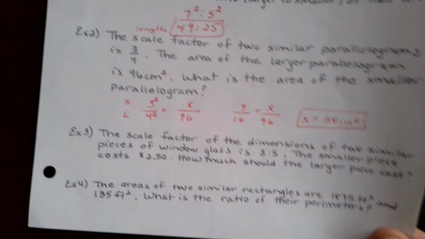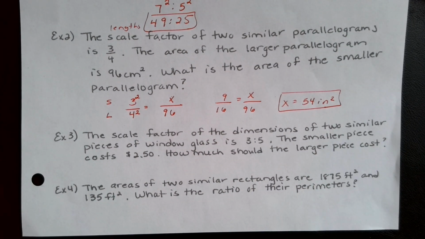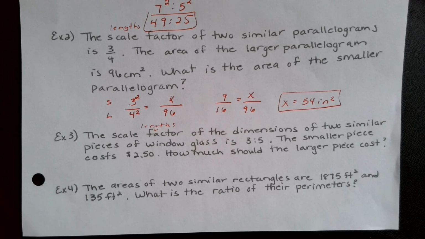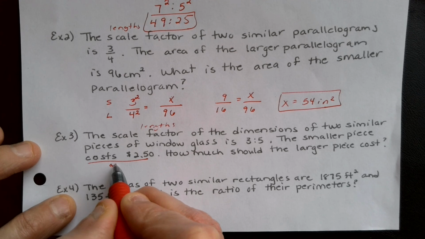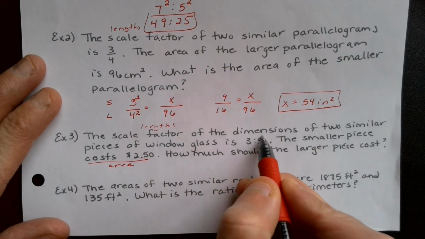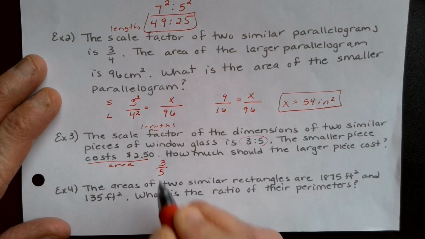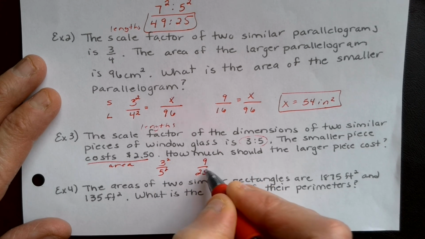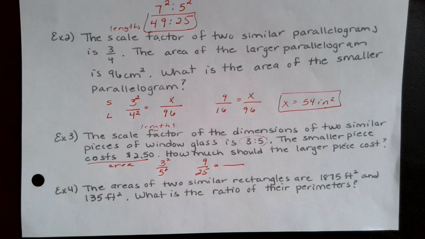All right, and the next one: the scale factor of the dimensions of two smaller pieces of window glass is 3 to 5. Again, lengths, scale factor. The smaller piece costs $2.50. Whenever you see a price like that, you need to understand that that's representing an area. For window glass, that's an area. So how much should the larger piece cost? Well, we need to get this length dimension into area. So we're going to square both of them and get 9 over 25. And finish the other half of our proportion.